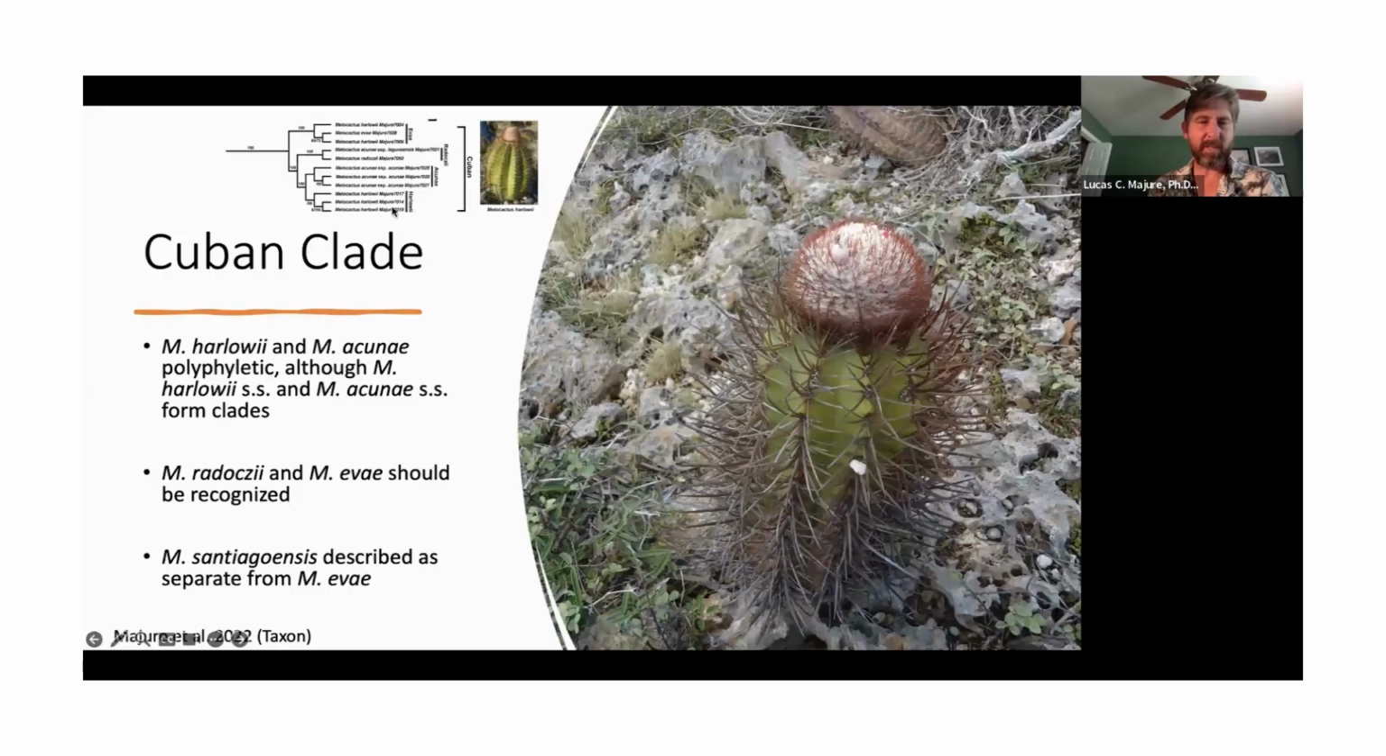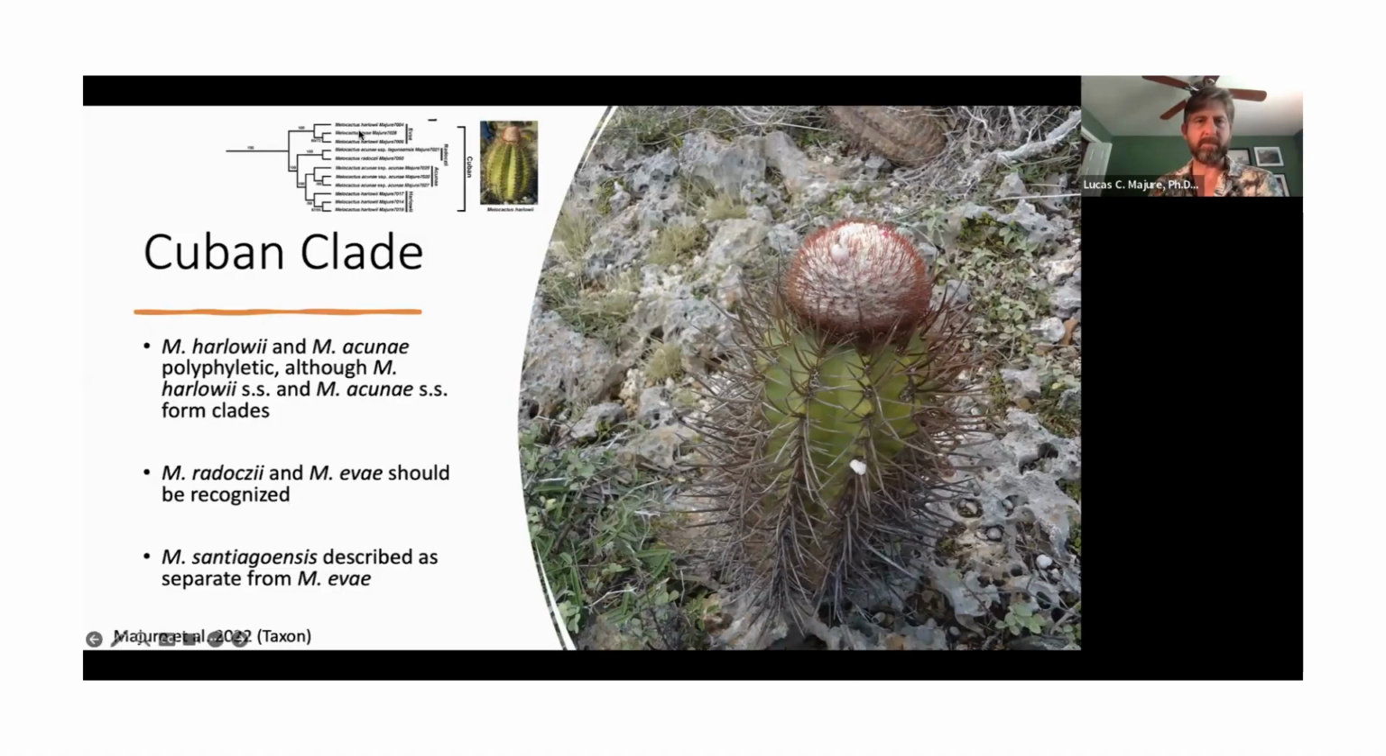Okay, let's look at the Cuban clade. So we have these species, Harlowi and Acunai. Acunai is the one that I've photographed here, gorgeous plant. What we found essentially was Harlowi forms a more western distribution, Acunai forms a more eastern distribution of this species complex. We don't really see a lot of intermediates between the two. They're sister species, and so we made the decision to recognize both of those as separate species.